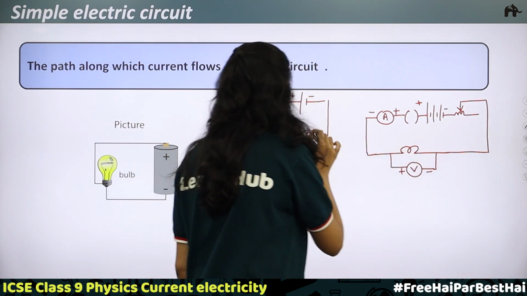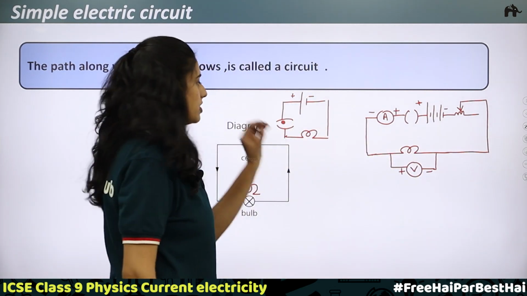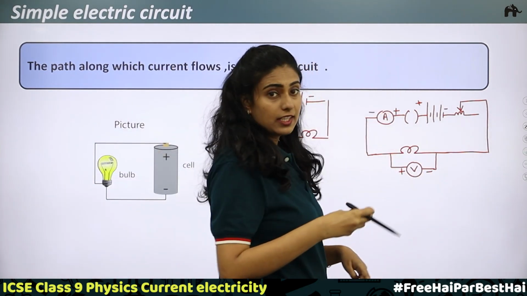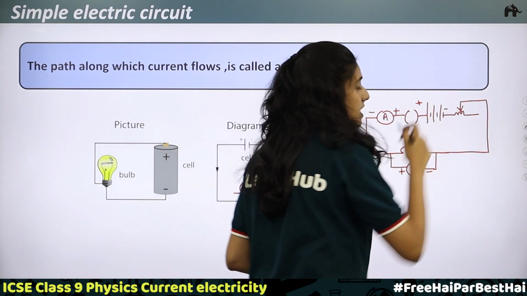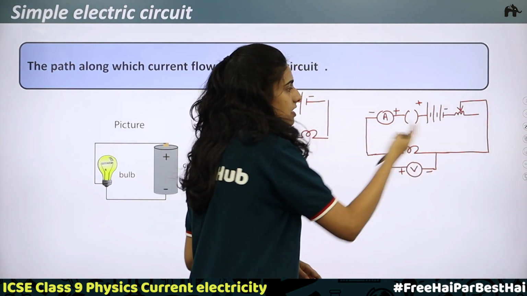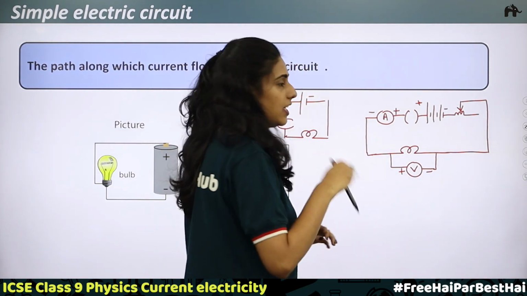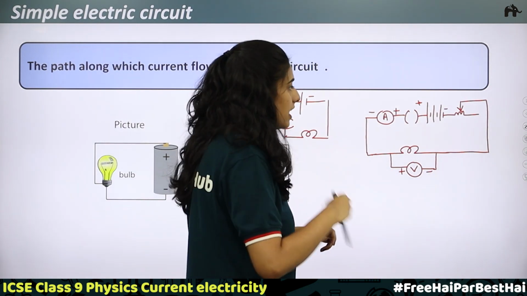Apart from here, you have only the bulb, battery and the key, or the switch, the simplest circuit. Here you have included an ammeter to get the current reading, a voltmeter to get the voltage reading. Then you have the rheostat to vary the resistance. When you vary the resistance, what happens? The current will change. When resistance increases, the current will decrease. When resistance decreases, current will increase.